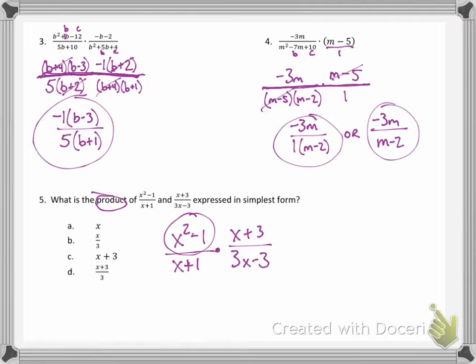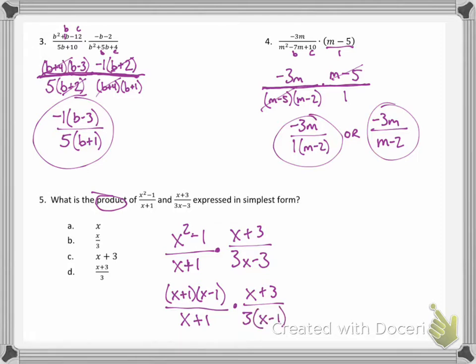So top left, x squared minus 1, that can be broken apart using difference of squares. X plus 1, x minus 1. Take the square root of each term, 1 gets a plus, 1 gets a minus. Bottom left I can't do anything with. Top right I can't do anything with. Bottom right I can take a GCF of a 3 out, leaving me with an x minus 1. Connect it as one big fraction bar. X plus 1's go away. X minus 1's go away. Leaving me with an x plus 3 on top and a 3 on the bottom.